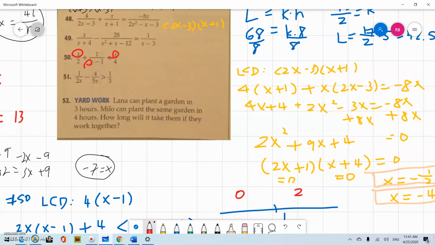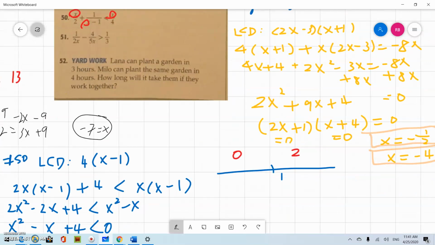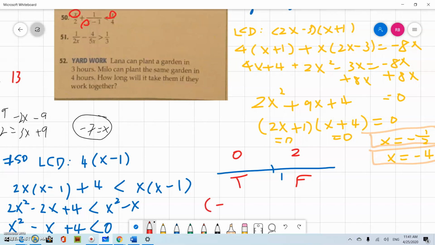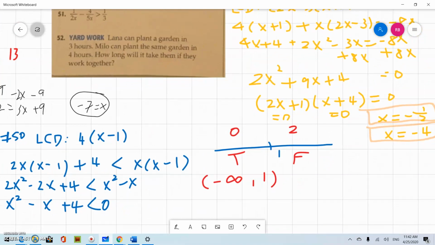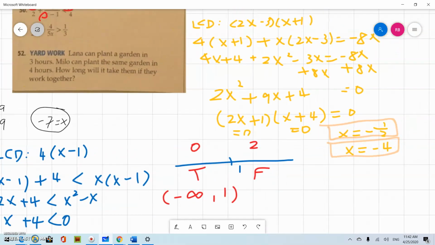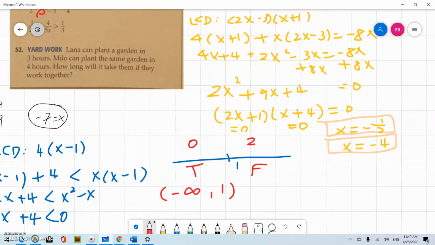And this one, when you plug in 0, you actually get a true statement. But if you plug in 2, you get a false statement because it says 1 point something is smaller than half, and it's not true. So then your answer is from negative infinity to 1. And you don't need to check for zeros because your zeros are actually not real. So let me do one more, which is number 51.